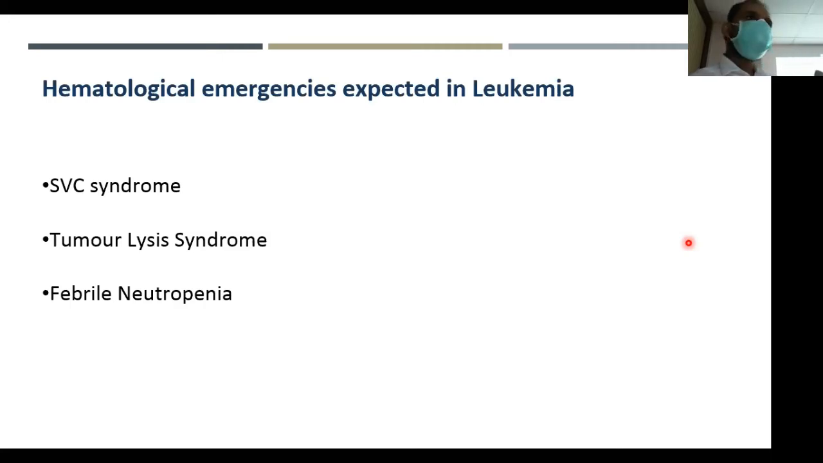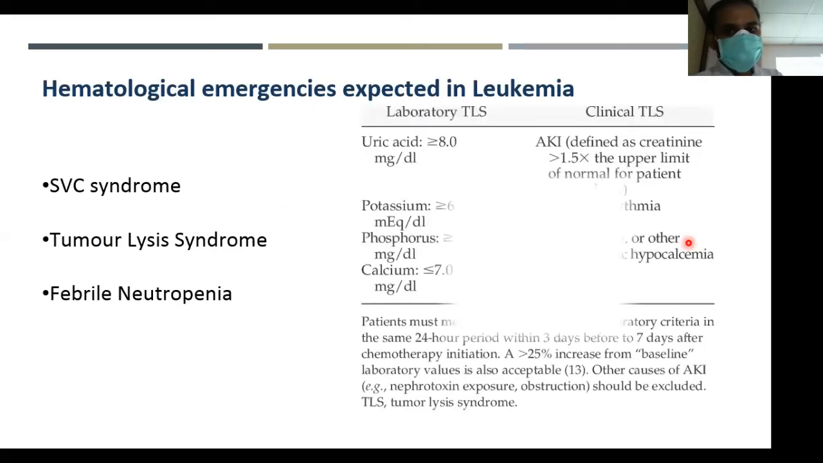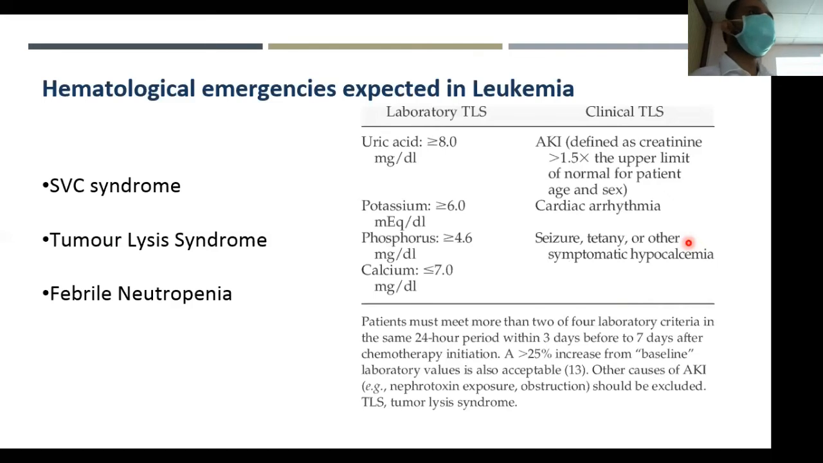SVC syndrome, especially in T lymphoblastic lymphomas. Tumor lysis syndrome, this is the criteria, the Cairo and Bishop classification. More than 2 lab criteria and at least 1 clinical. But it's not about defining the criteria. You anticipate. Even if uric acid is going up and you know that you are giving steroids, you have to treat as prophylaxis. It's not like, okay, I'll wait for the criteria, then you will lose the patient.